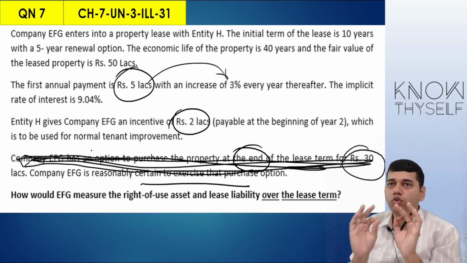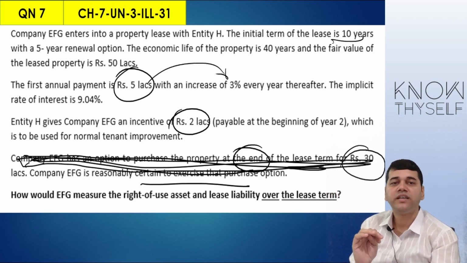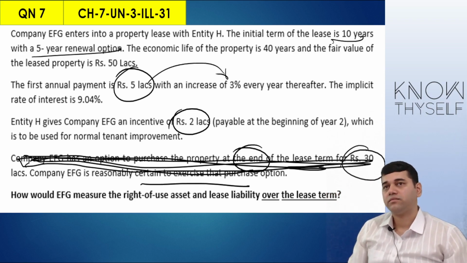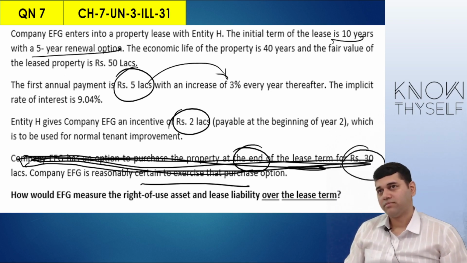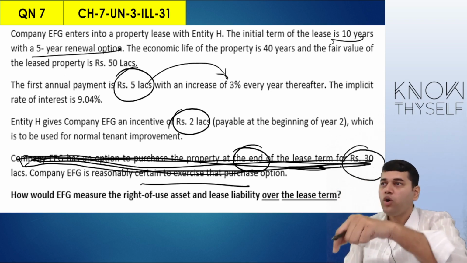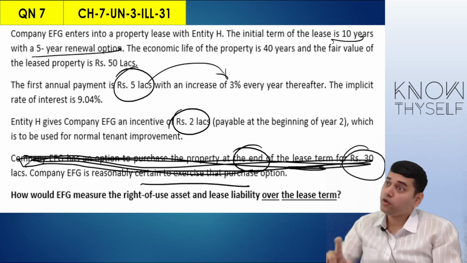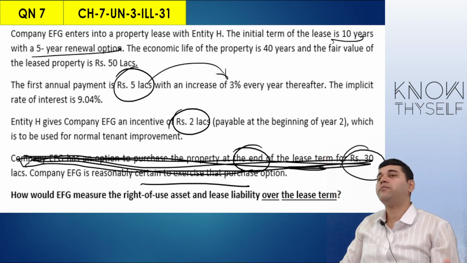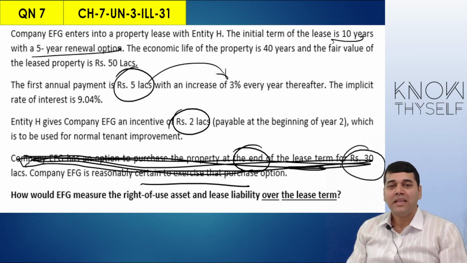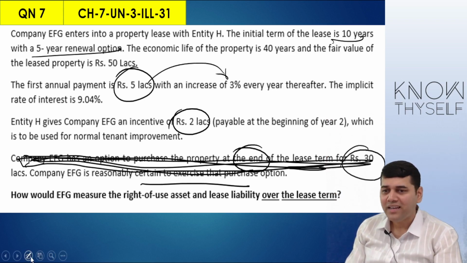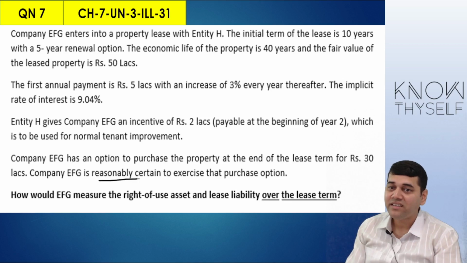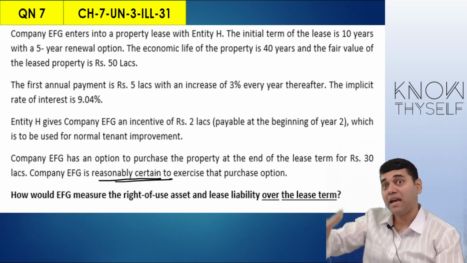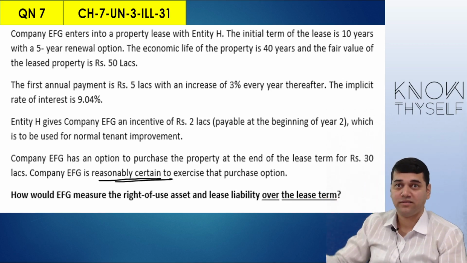You have a plain question which says the lease is for 10 years with a renewal option of 5 years. Tell me, what is the lease term? 10. Do you have any assurance today that you are going to extend for the next 5 years? Not given. Not given means you assume not there. Otherwise, they should tell you with a clear sentence that there is a reasonable certainty today that I am going to extend for the next 5 years. Even here, they have not given an extender. Just at the end of the lease term, that's it.